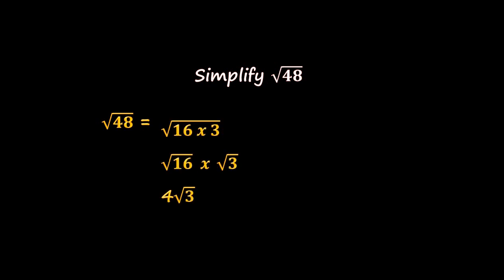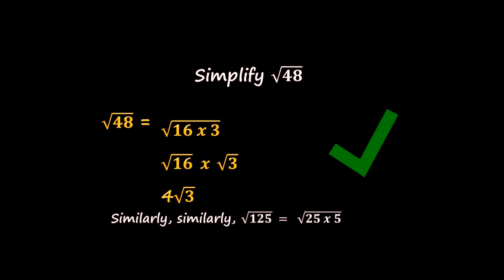Simplify root 48. To do this simplification, you have to first of all look for the square number that is found in 48, and that square number is 16. So root 48 is the same as root 16 times 3, but 16 is a square number, so that will give us 4 times root 3, and this number has been simplified or broken down. Similarly, root 125 is root 25 times 5, which is 5 root 5.